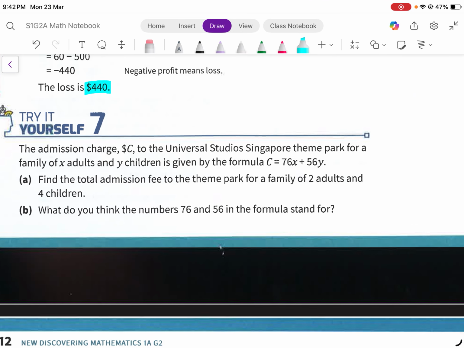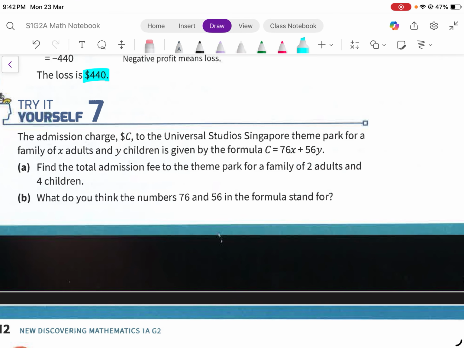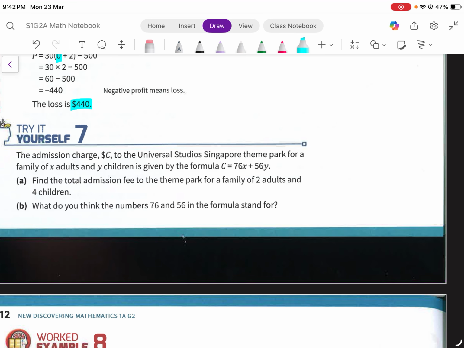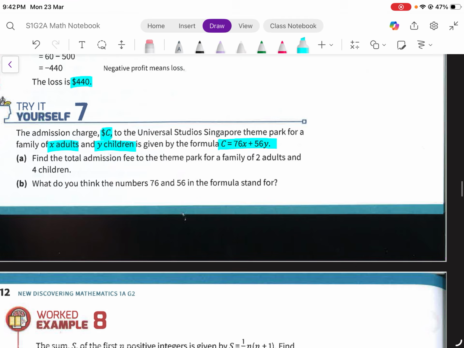Okay, so try this yourself. Pause the video here, give it a try. Not sure, then unpause. See if you can do it. The admission charge of $C to Universal Studios Singapore theme park for a family of X adults and Y children is given by C equals 76X plus 56Y. Find the total admission fee to the theme park for a family of 2 adults and 4 children.